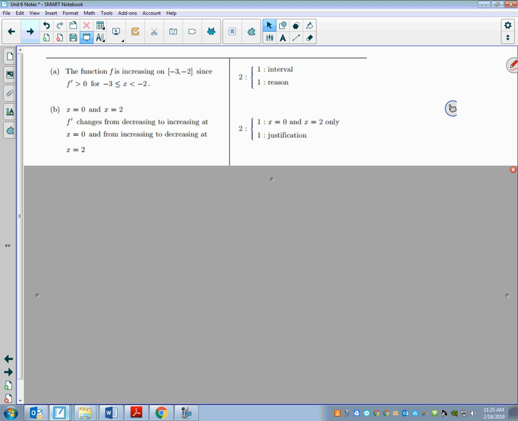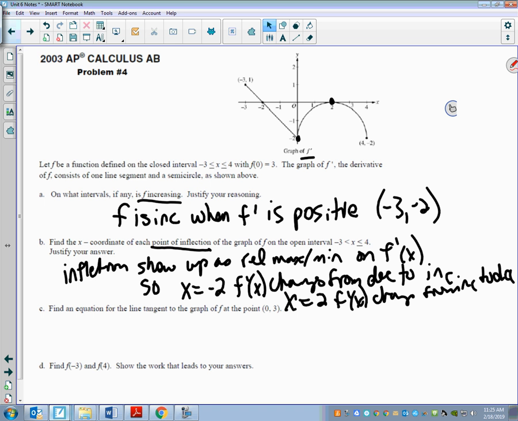Oh, I totally screwed that up, didn't I? And my reasoning. Gosh, look what I did. I gave you the y value here instead of the x value. I would not have got my point for that. But it's x equals 0 and x equals 2.